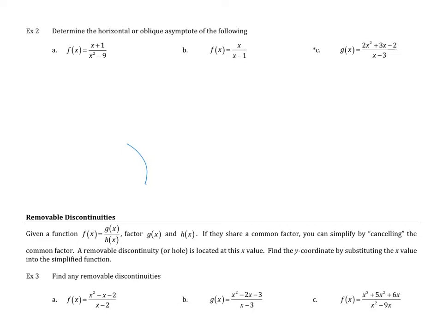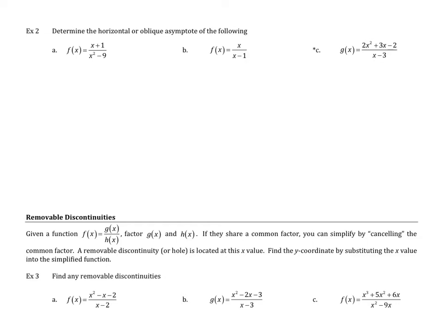Okay, so example 2, I want you to determine the horizontal or oblique asymptote of each of the following. So go ahead and pause this video and see if you can figure out for A, B, and C whether they have a horizontal or oblique asymptote and what the asymptote is. And then when you're done, go ahead and press play again and you'll check your answers.